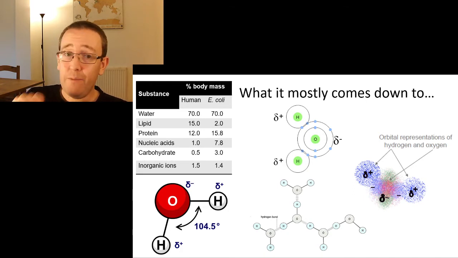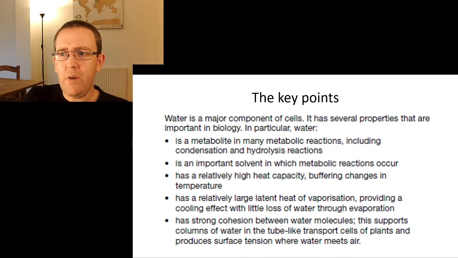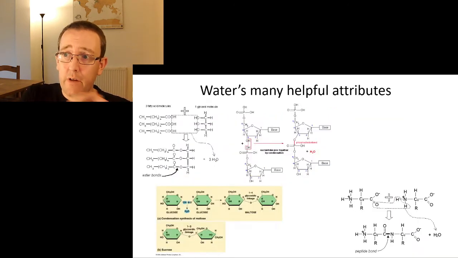Okay, and that's pretty much what everything else I'm going to tell you, and everything else that's on the spec, comes down to. So here are the key points. We're going to go through each one at a time. We've got the idea it's a metabolite, it's a solvent, high heat capacity, large latent heat of vaporization, and this idea of cohesion tension, strong cohesion between water molecules, and why that is important. Okay, so let's go.